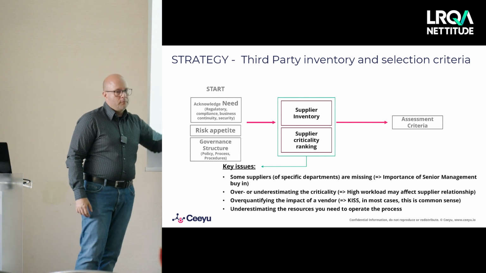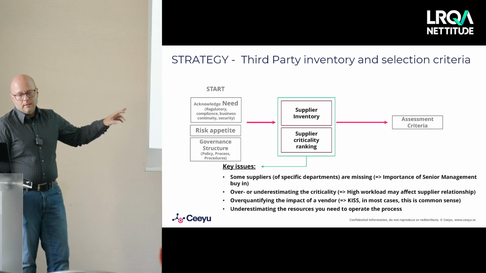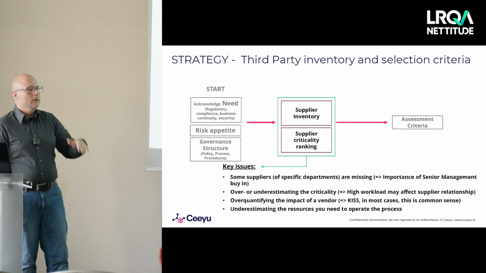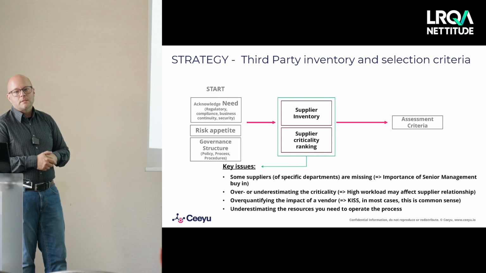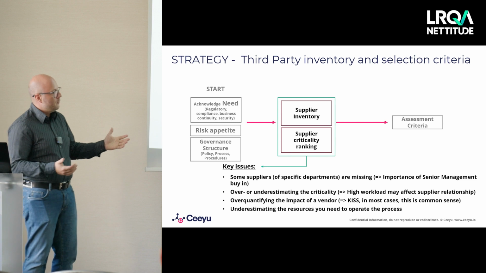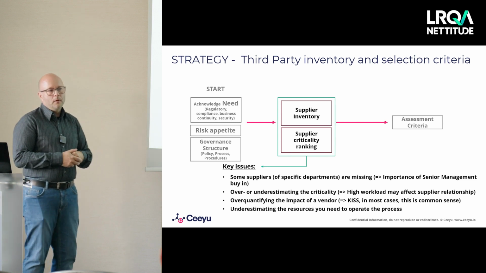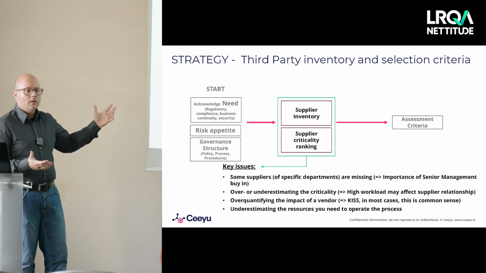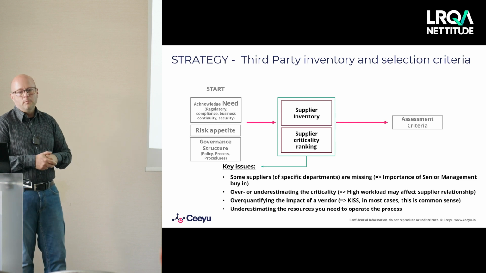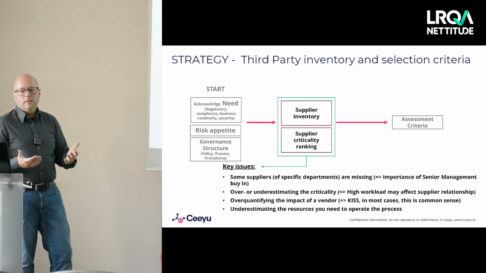And that leads me to the fourth bullet point. That's underestimating the resources you need to run that process. The more criticals you have, or medium suppliers you have, the bigger the questionnaires you will send out or the assessments you will perform, the more people you will need.